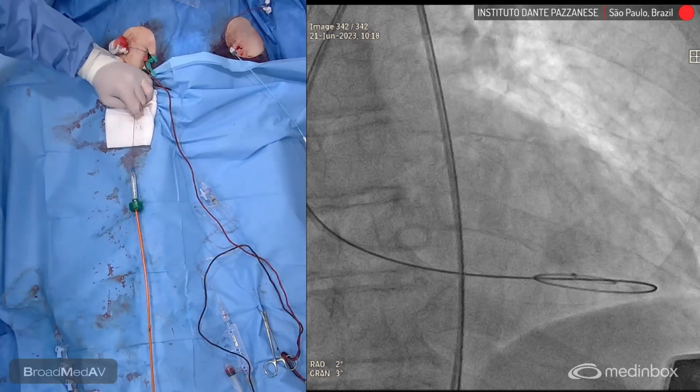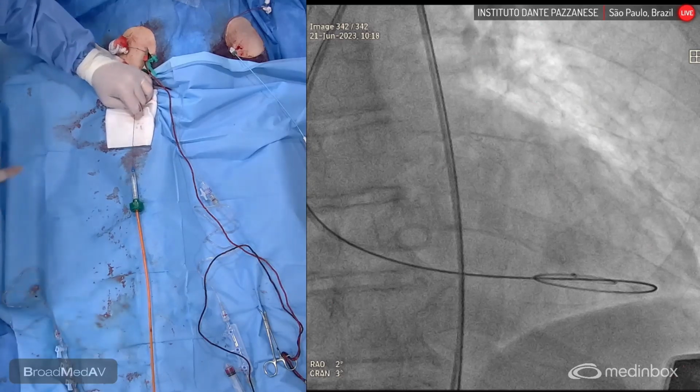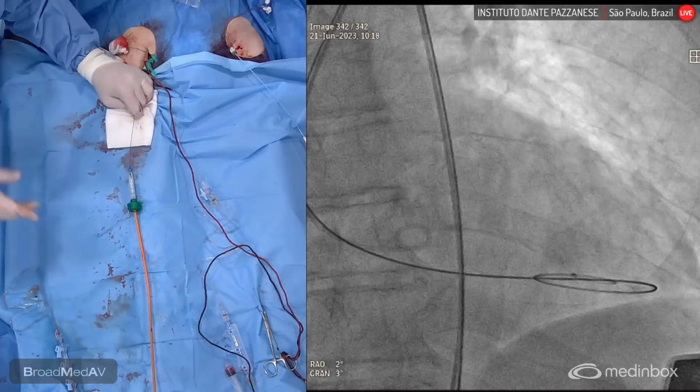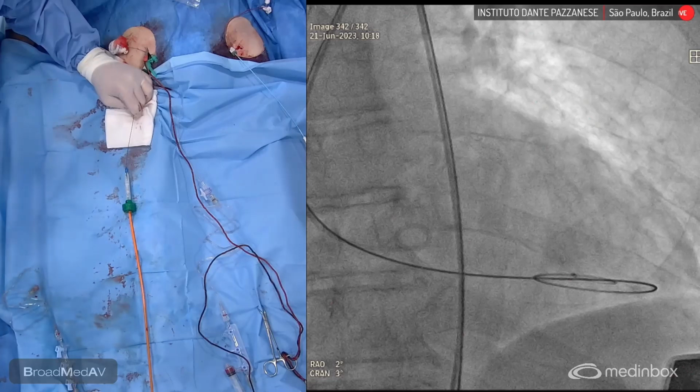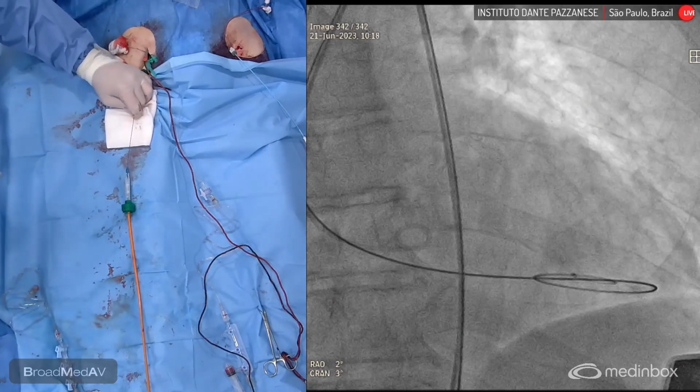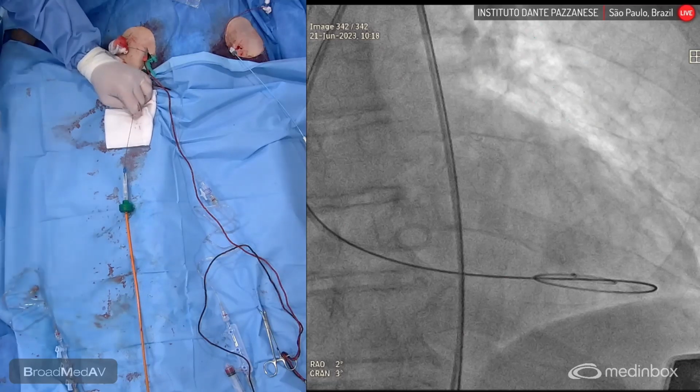For the delivery system, we have one single step, which is the deflection wheel. We have to turn clockwise to give the deflection. Usually half of the deflection is enough to cross most anatomies.